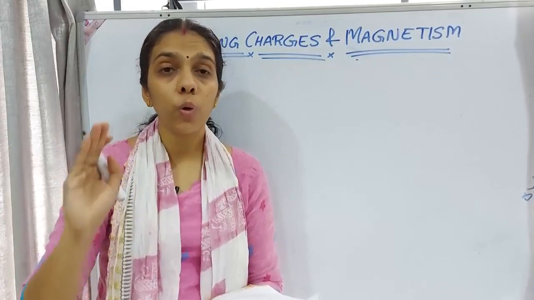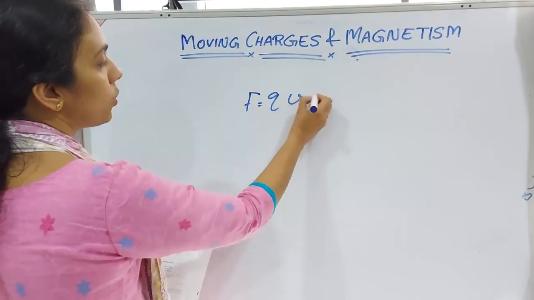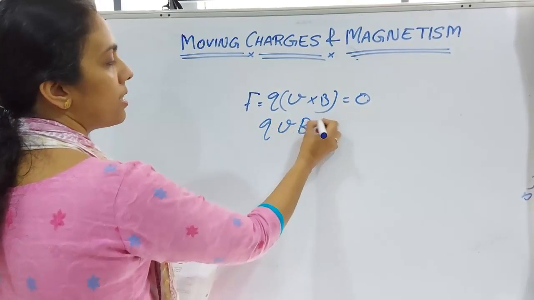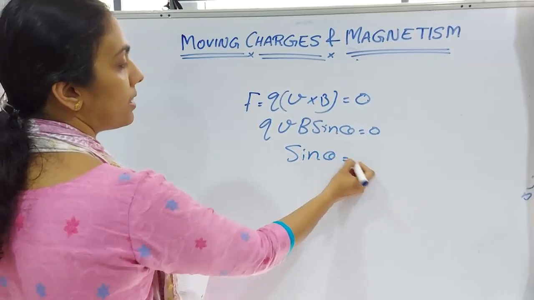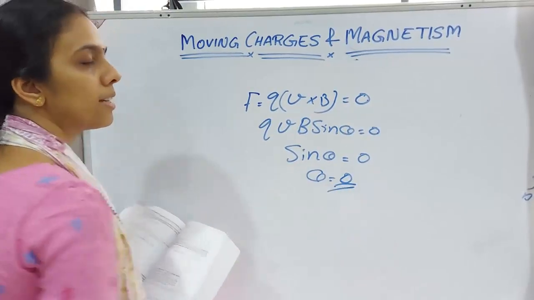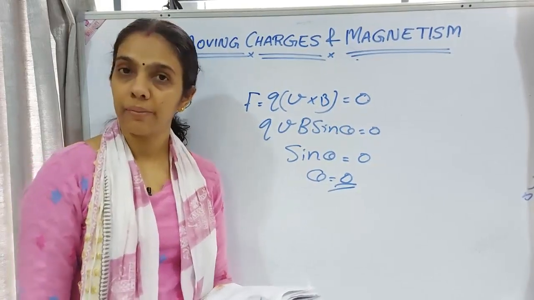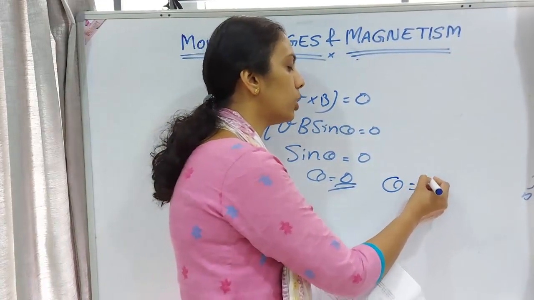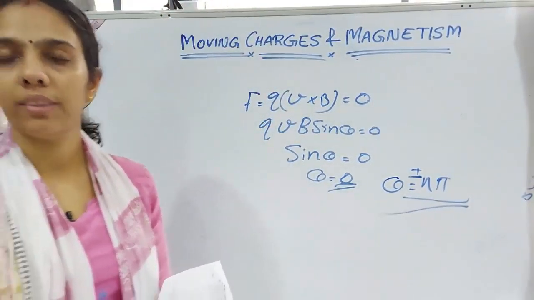That means no force is acting on the system. If no force is acting on the system, F is equal to q into v cross B, that is equal to 0. That is qvB sin theta equals 0. Then what will be the value of theta? Sin theta will be equal to 0, that is theta will be equal to 0. That is, the angle is 0 degree, or we can write it as pi, or plus or minus n pi. In general we can write theta will be equal to plus or minus n pi. Okay, this will be the value of theta.